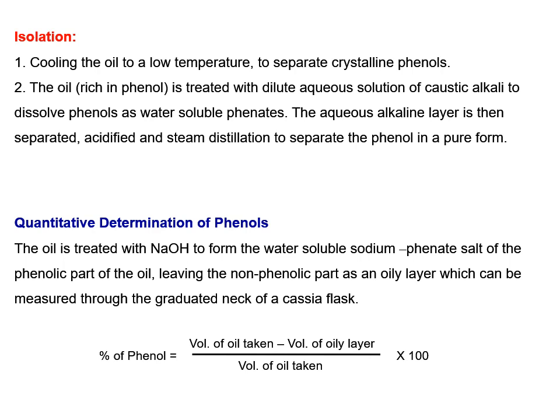To determine the amounts of phenol in volatile oil, the oil is treated with sodium hydroxide to form water-soluble phenate, leaving the non-phenolic part as an oily layer, which can be measured through the graduated neck of a cassia flask, by applying the equation: volume of oil taken minus volume of oily layer after addition of sodium hydroxide, extracting the phenol into water-soluble phenate, divided by volume of oil taken and multiplied by 100.